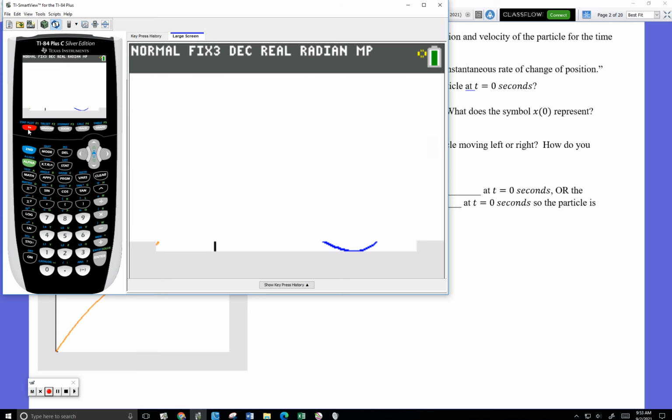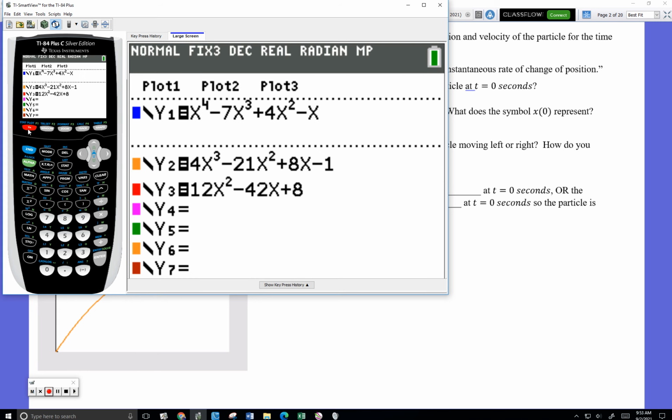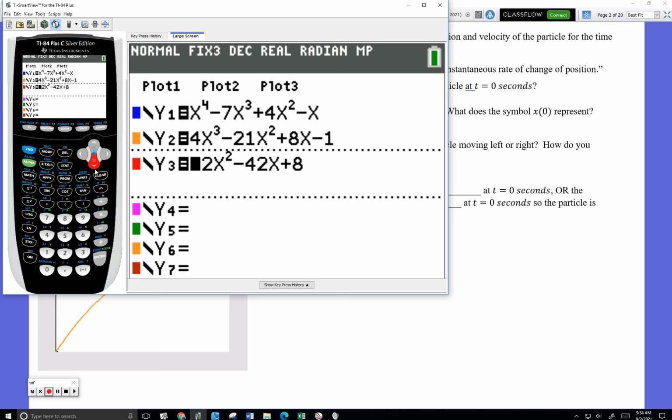Y equal, we want to turn off the acceleration. The acceleration is the third plot. So you arrow down until the equal sign on the acceleration is highlighted. Once highlighted, press enter. The equal is now not highlighted. That means it will not graph the acceleration. Questions?